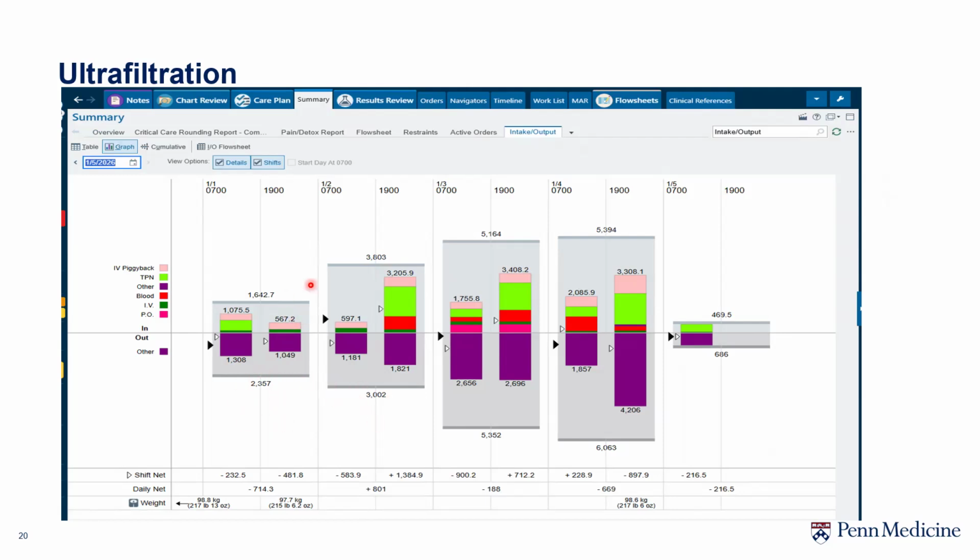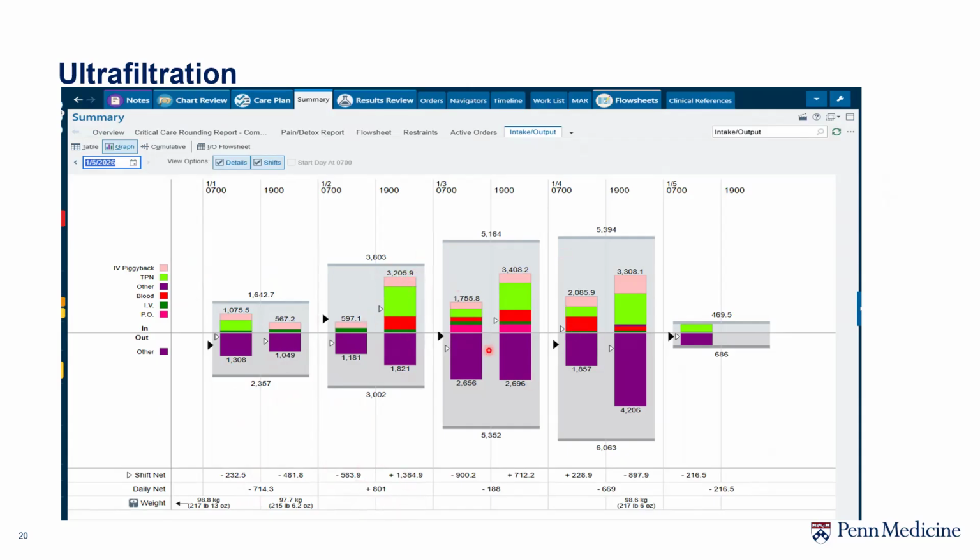Now, if you look at this patient here, they were removing about a liter a day. And you get total of negative 714. That's great. Well, then they ordered TPN on this patient, and the patient was getting a good amount of TPN, which means the patient ended up being positive 801 because the UF was never adjusted for that additional volume.